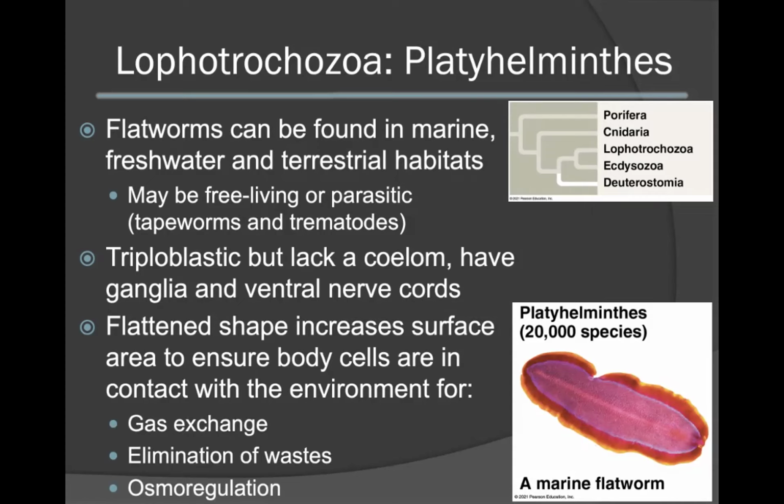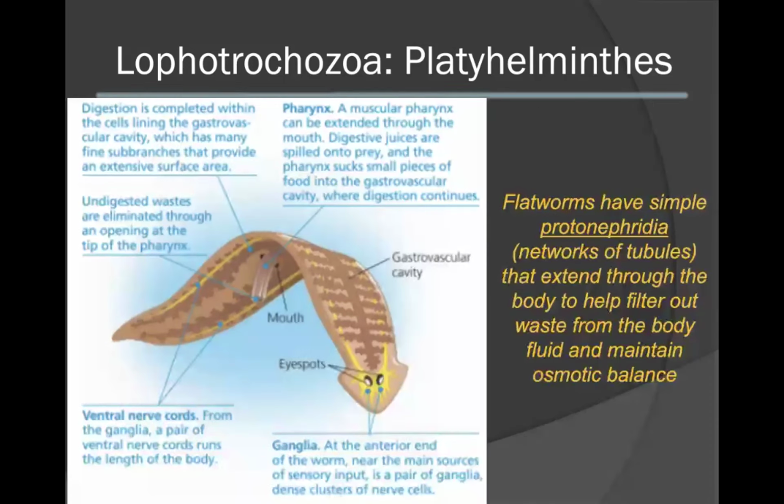Platyhelminthes organisms are all triploblastic, however, they do not have a true coelom and are considered to be acoelomate. They do, however, have ganglia as well as a ventral nerve cord. Their overall flattened shape helps to increase the surface area and also to ensure that all body cells are in contact with the environment so that they can carry out processes such as gas exchange, waste elimination, and osmoregulation.